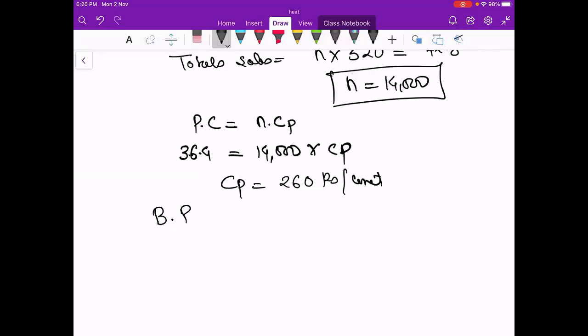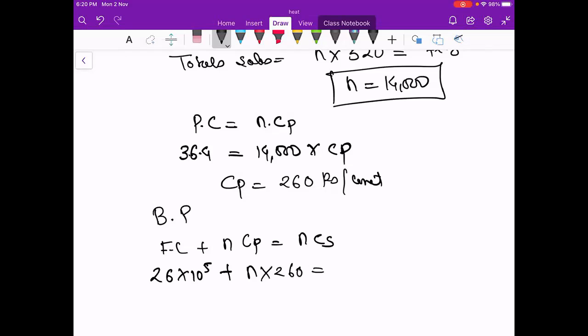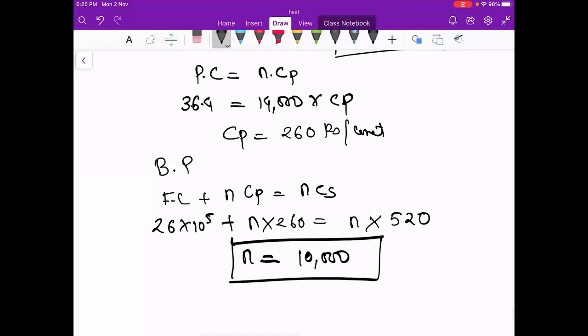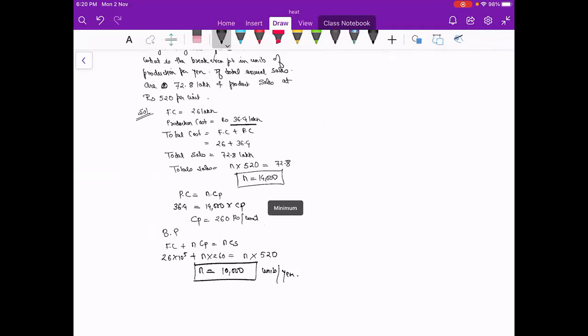Now you apply the break even point. Break even point: fixed cost plus N into CP equals N into CS. So we know it is 26 into 10 to the power 5 plus N, which we don't know, into CP which is 260, equals N into CS. We have to calculate N. So N is coming 10,000 units per year.